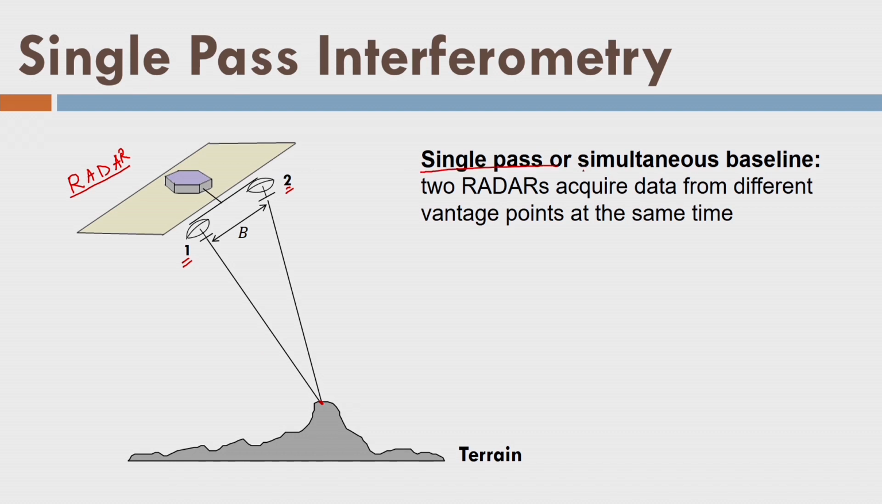So here we try to find out the change in the ranges or the slant ranges for the return path only. So this is the logic of single pass or simultaneous baselines, and 2 radars acquire data from different vantage points at the same time. So receiver 1 and 2 are acquiring the data at the same time but at different locations. So we have the spatial baseline.